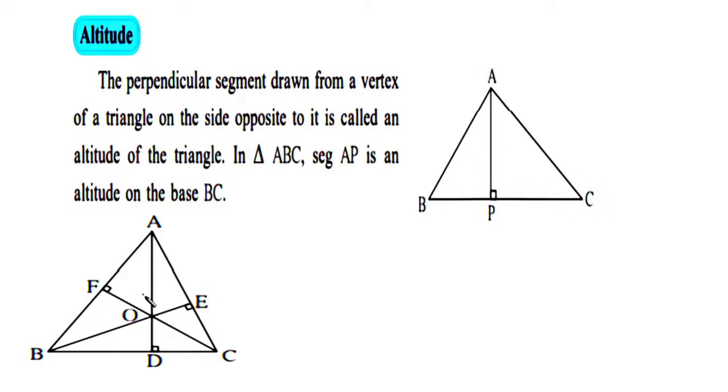See the figure. In triangle ABC, there are three altitudes. The altitudes of a triangle are concurrent. The point of concurrence is called the orthocenter and it is denoted by the letter O. The link of the last video, where we have studied about altitude and median, is given in the description.